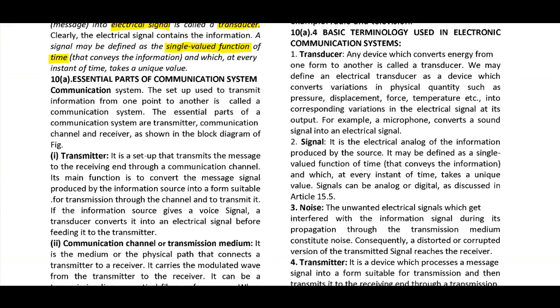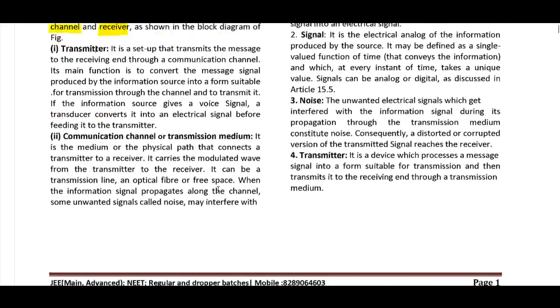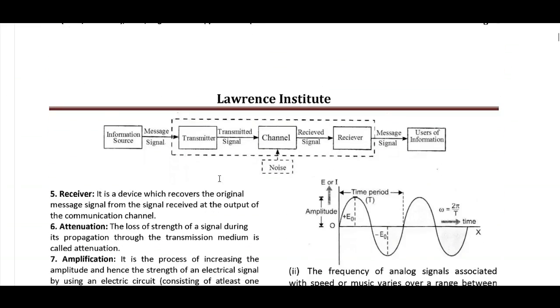Now, communication system. This is a setup used to transmit information from one point to another point. The essential parts of a communication system are the transmitter, the communication channel, which may be a wire, the atmosphere, or any other medium, and then the receiver. The third part is the receiver. Now, if we focus on the block diagram, things will become very easy for us. This is the block diagram.